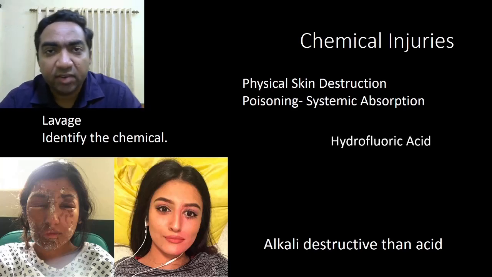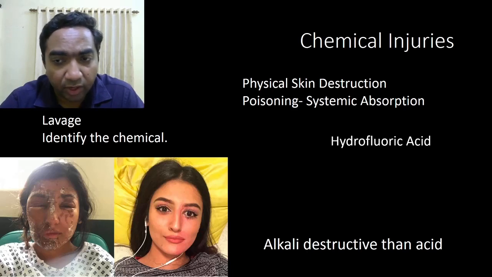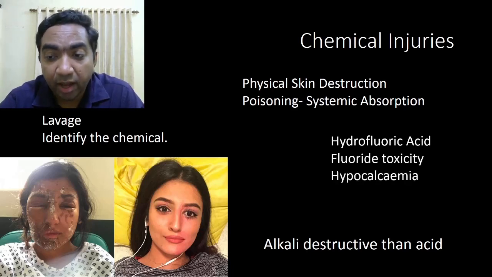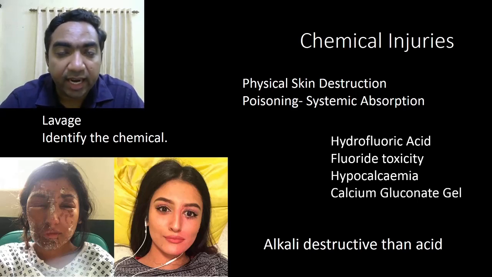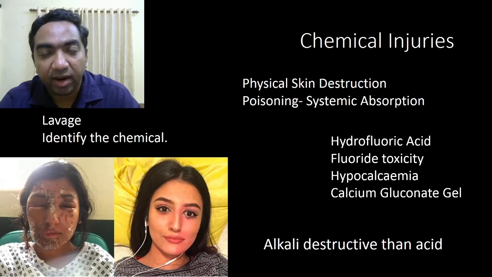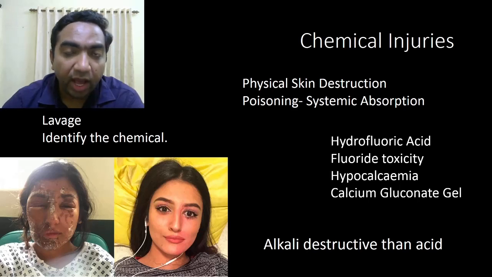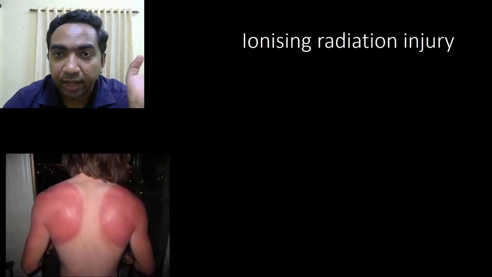One common acid of industrial use is hydrofluoric acid. It is associated with fluoride toxicity. In those cases, there will be hypocalcemia, and calcium gluconate gel has to be applied, or it can be given as a Bier's block to the part affected by hydrofluoric acid. That is regarding the chemical injuries.